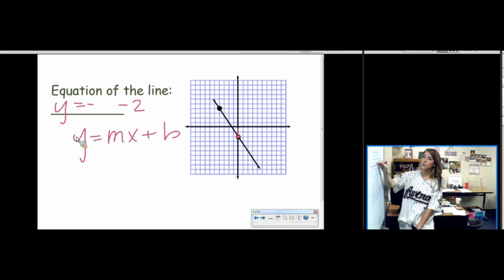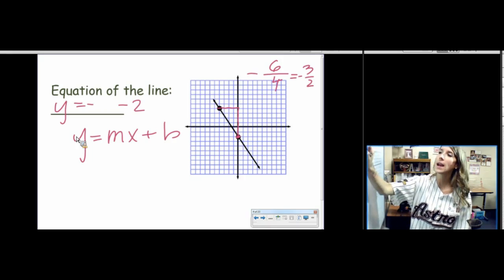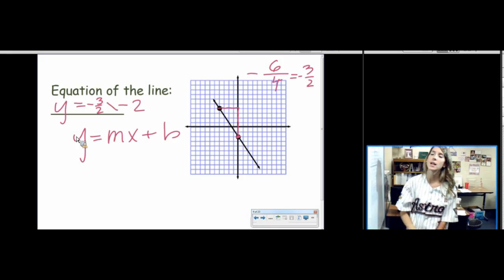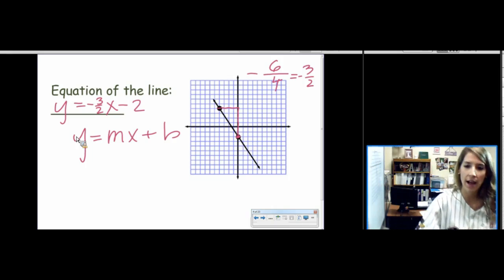Okay, rise over run. Rise: 1, 2, 3, 4, 5, 6. Run: 1, 2, 3, 4. Don't you dare put that. Reduce it. Simplify it. 3/2. If you don't know how to do it, you can do 6 divided by 4, math, enter. Your calculator can reduce everything. What did we decide? 3/2. So y equals -3/2 x minus 2 is the equation of the line. You get the rest of class to practice.